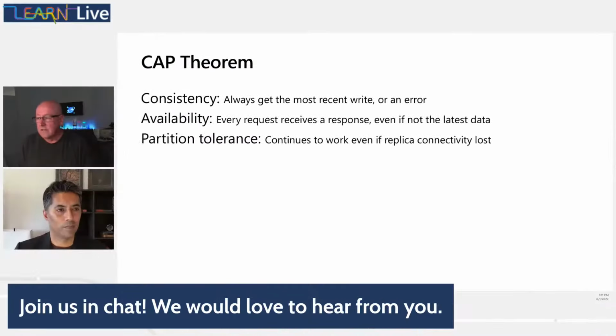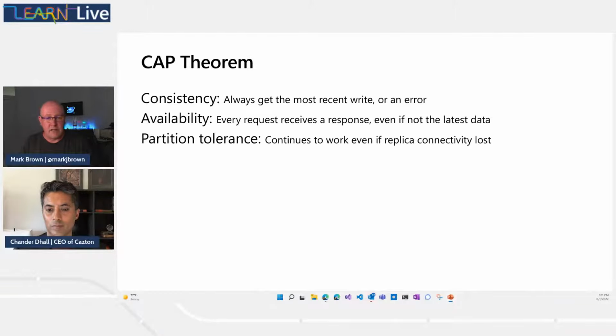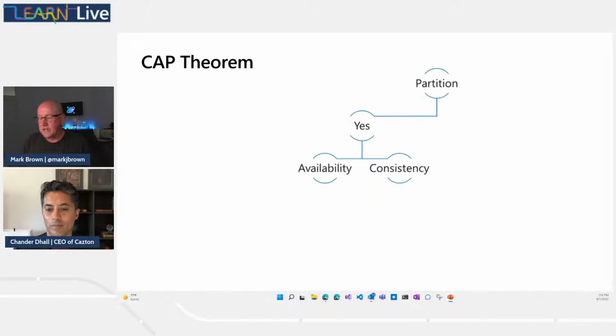It might be a dirty read, or partition tolerance. Your app will continue to work even if the connectivity is lost between the regions here. So in a decision tree format, you can see this is the choice you've got to make. The choices you have here really are around availability and consistency. The partition is not really a choice you have. That's really something that's happened to you, if you will.